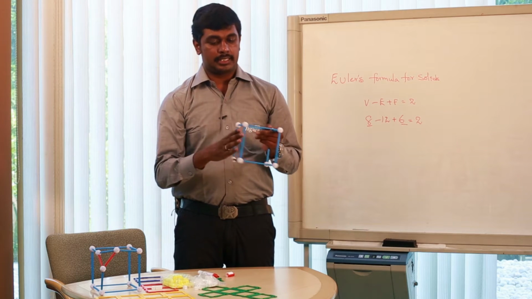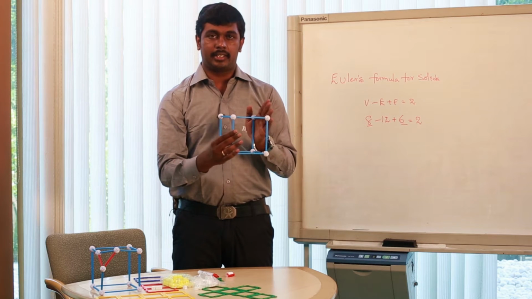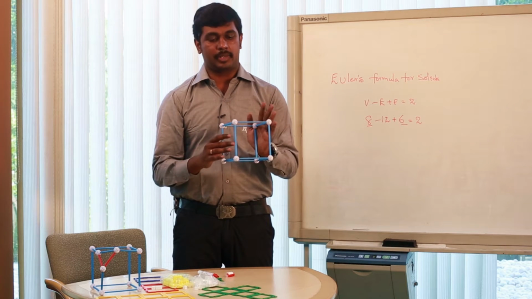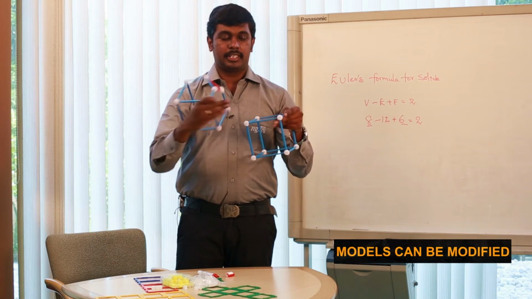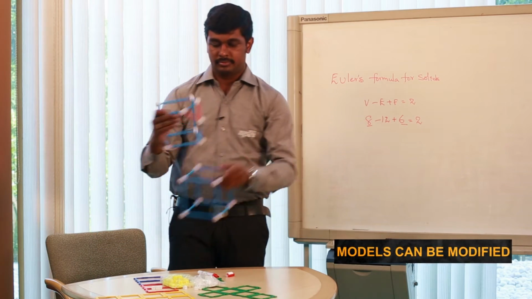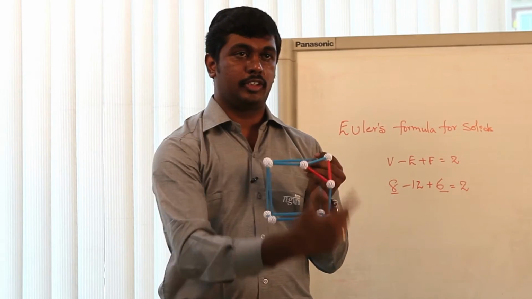Now what we will do is I will just cut this cube at one place, that will be a truncated cube, and for that truncated cube I will verify whether Euler's formula is valid or not. So I will just take a model. You can see both are same, but this part I have cut. So now it's a truncated cube. So truncated cube has been formed.